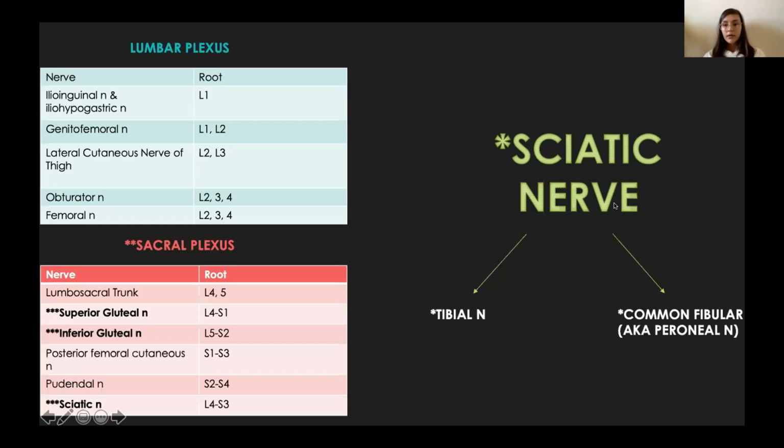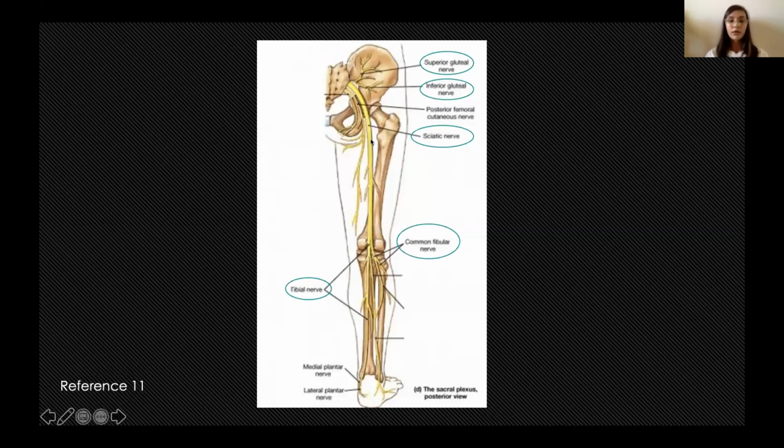So our anterior leg and lateral leg group did a really good job of showing us those branches of the sciatic nerve further down the chain. So I'm just going to talk to you guys a little bit about what it does at the top of the chain. This is just a visual of those nerves I just listed.